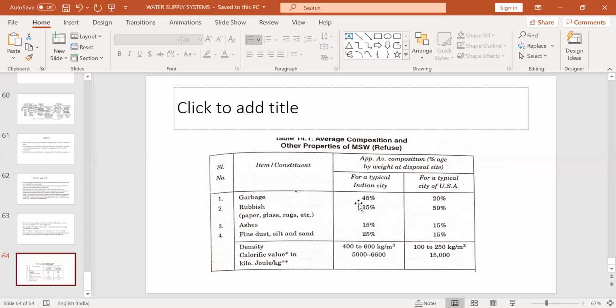Garbage production is 45%. So out of MSW in India, the majority is garbage, whereas in the USA the contribution of garbage is only 20%. So there is more production of garbage in India. That means biodegradable waste is more. Then rubbish here is less, 15%. Rubbish includes paper, glass, rags, etc. Whereas in a country like the USA, rubbish is more.